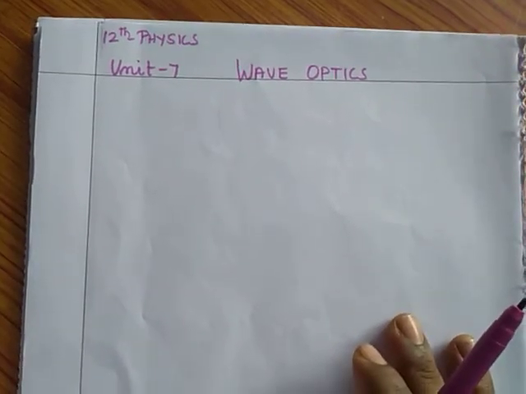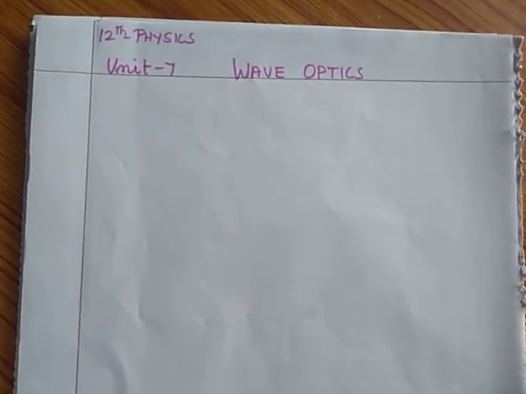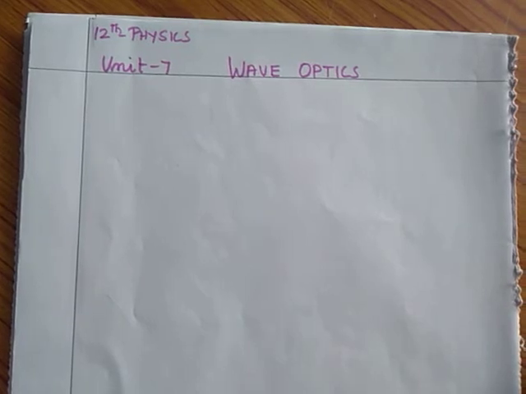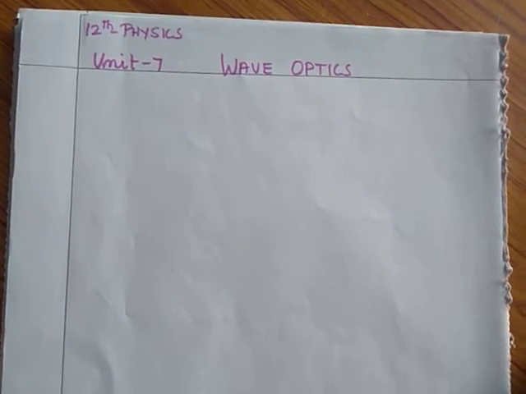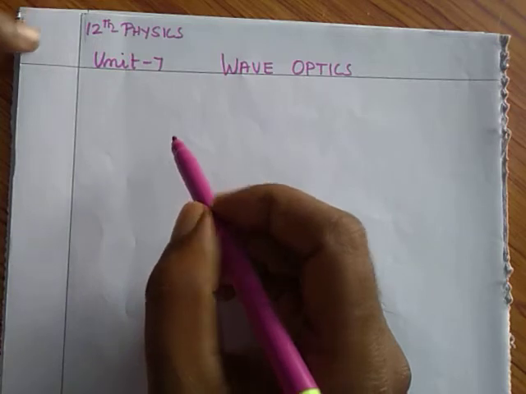In our previous class, we discussed the Young double-slit experiment in order to explain interference phenomena. Here it is a continuation video of the Young double-slit experiment only. First of all, let me recall the previous topic, the Young double-slit experiment.